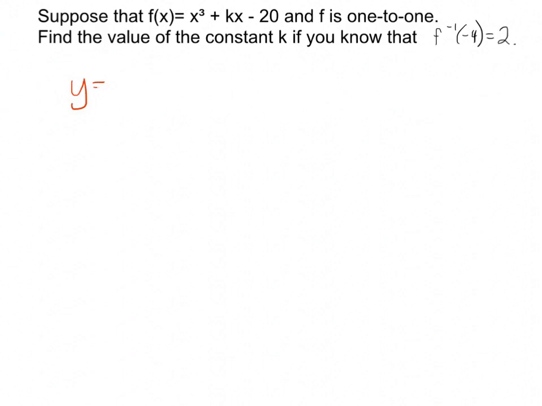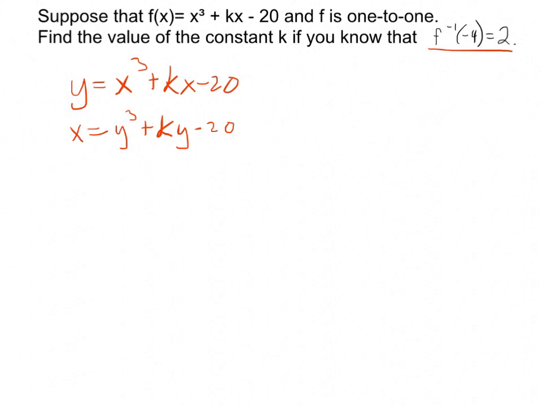You'd say, okay, y equals x cubed plus kx minus 20. Now let me just switch x and y. x equals y cubed plus k times y minus 20. And you're like, now I'll solve for y. That sucks. Like, I'm not going to be able to solve that for y, right? And so what this relies on is us understanding even more deeply what this means, right? If we know that f inverse of -4 equals 2, we know it means that when you plug -4 into the inverse, you get back 2, right?